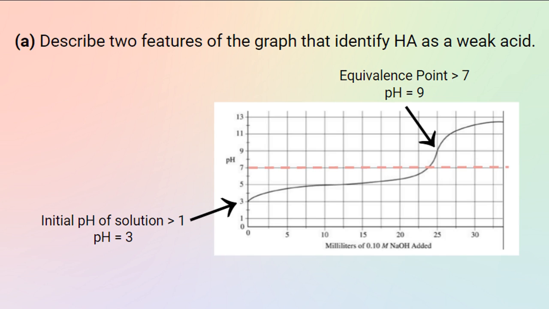The expected pH for a 0.10 molarity of a strong acid is 1. Also, for the titrated solution, the equivalence point is above 7. With a strong acid, the equivalence point should be at 7.